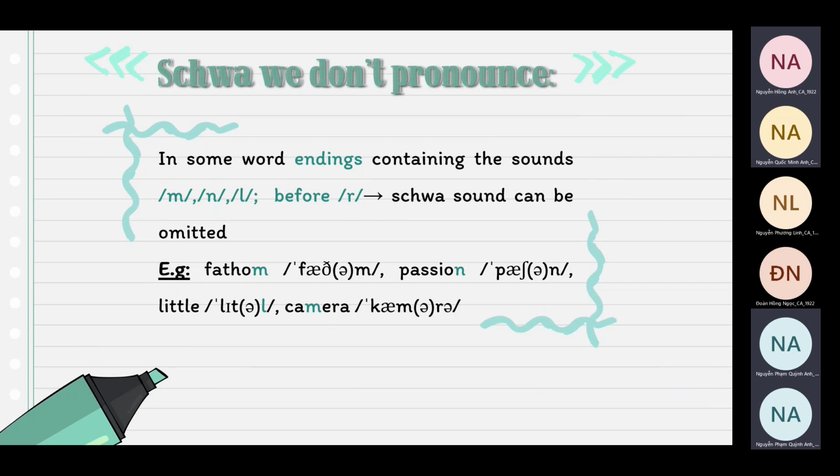And here are some notes on when we don't pronounce the schwa. In some word endings containing the sounds M, N, L before R, schwa can also be omitted, such as fathom, passion, little, camera.